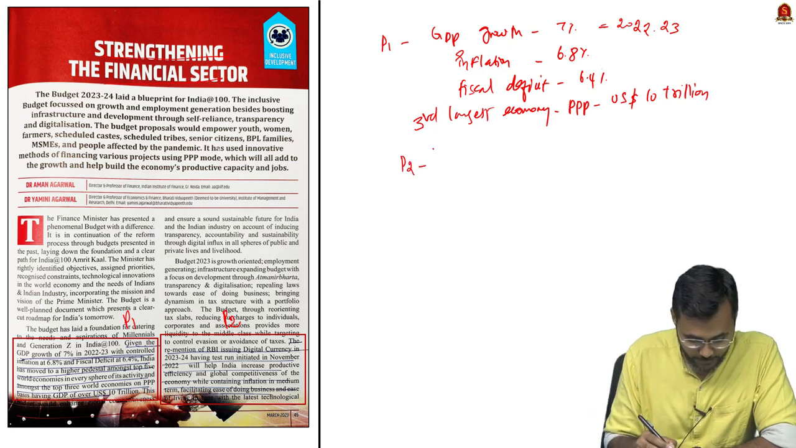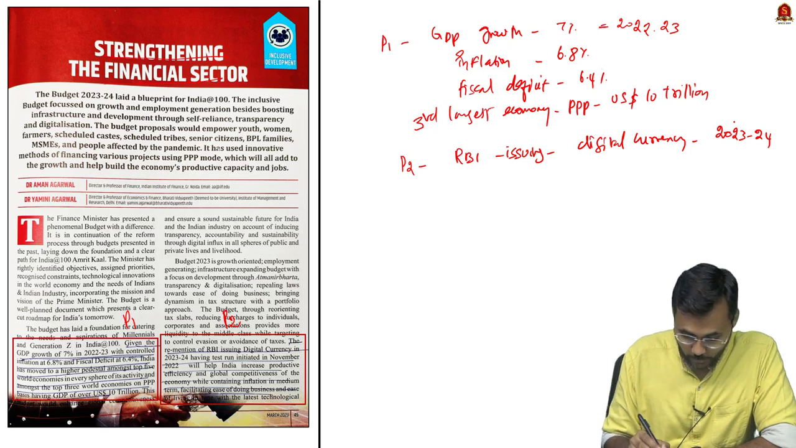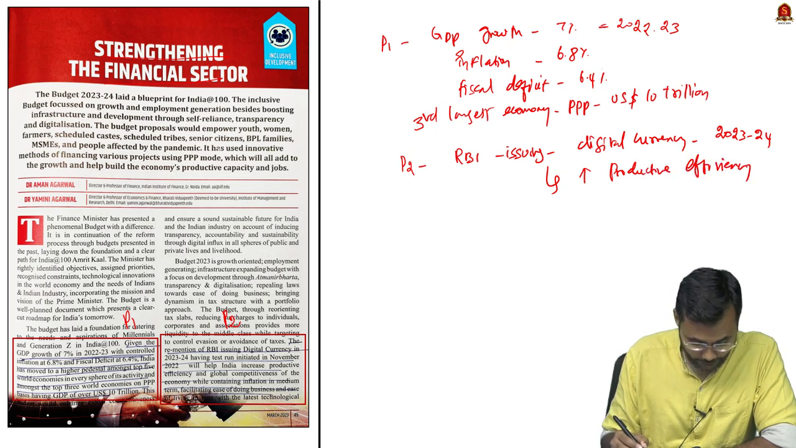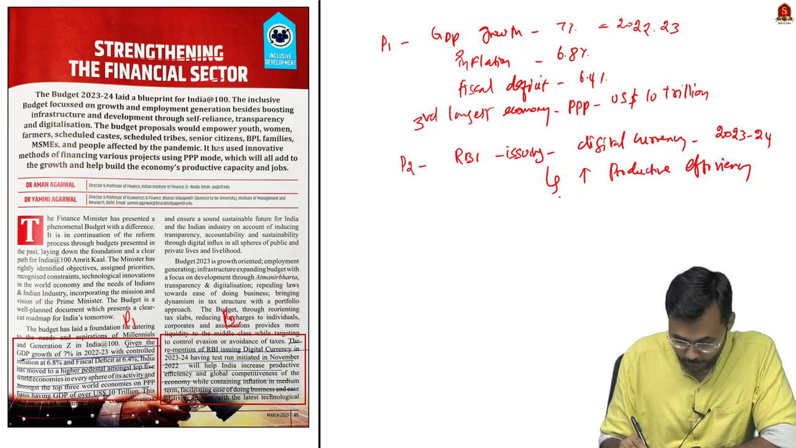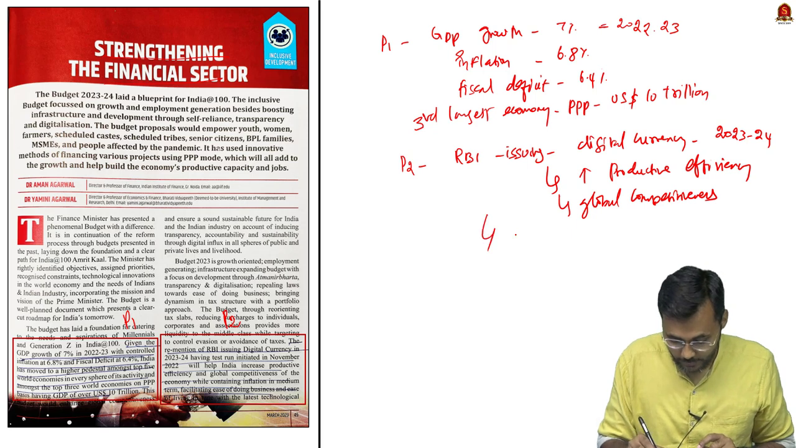Paragraph 2 speaks about RBI issuing digital currency. That's an innovation. So digital currency, in the year 2023-24, they're going to focus more on this new innovation. The importance of digital currency is increasing productive efficiency and also focusing on global competitiveness. Okay, and this helps in ease of doing business.